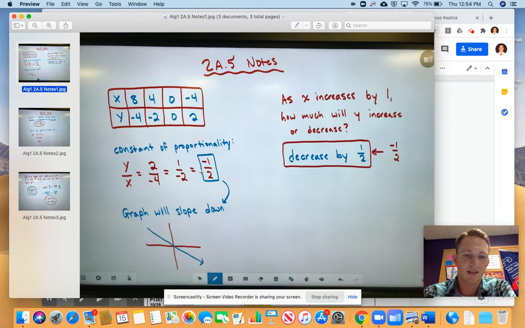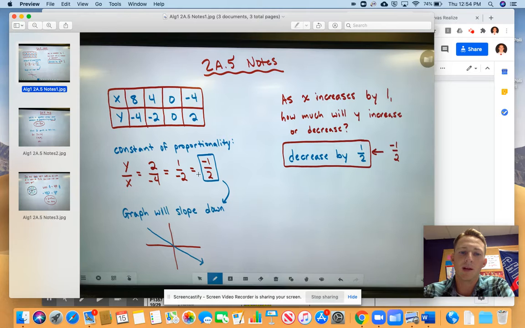And since this is a negative, it doesn't matter if it's a fraction or a whole number, but since it's a negative, our graph will be going down and to the right. So when we're looking at a graph to see if it goes up or down, we always start on the left side and we move to the right, and this graph happens to be going down because that was a negative. Then last thing, as x increases by 1, how much will y increase or decrease?